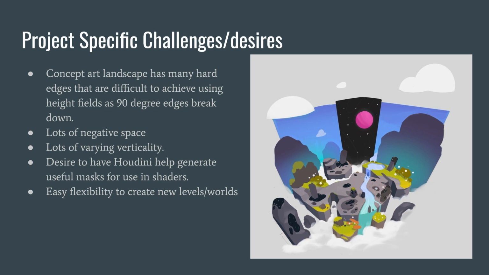There's also a lot of negative space here, which was also going to present a little bit of a challenge. There's varying verticality that has these very sharp edges again, so things go straight up, maybe not at a slope all the time. We also knew that we wanted to use Houdini to help us generate as many useful masks as possible that we would then use in our shader system to generate foliage and other things, and also vary the color and shading of different items. The goal is to create the most flexible and easy to use system to create new levels and worlds as well.